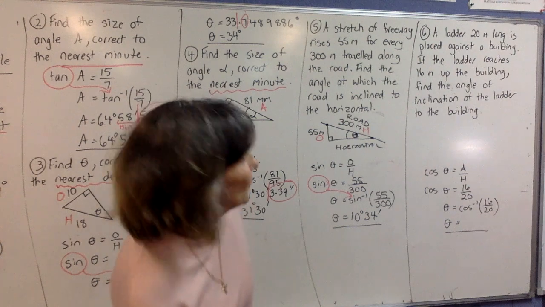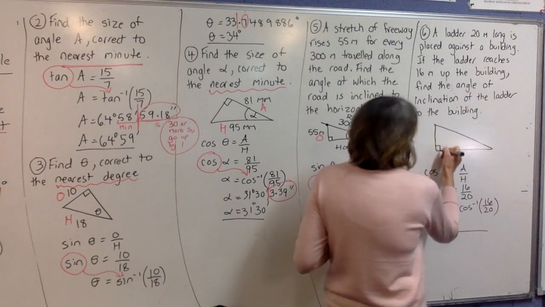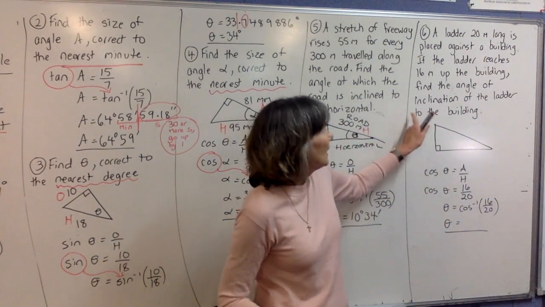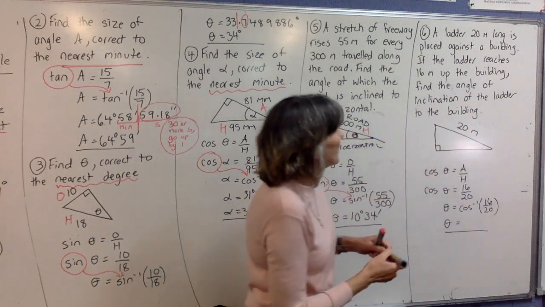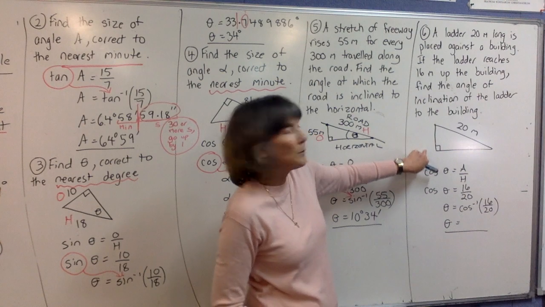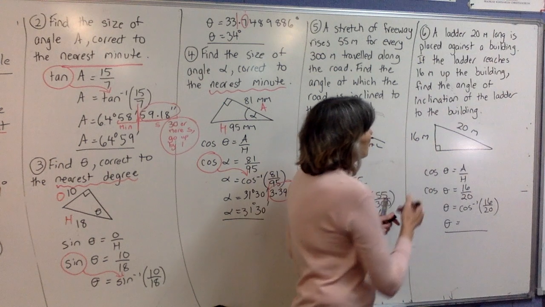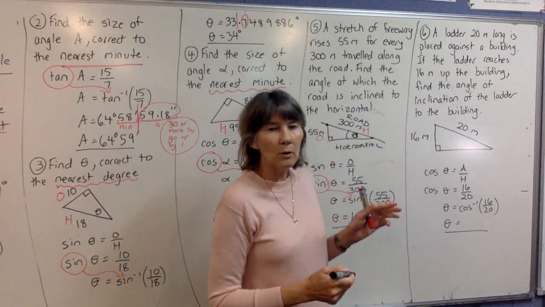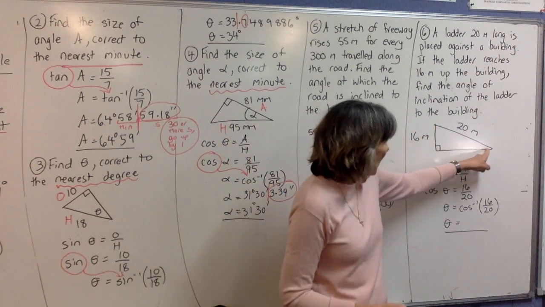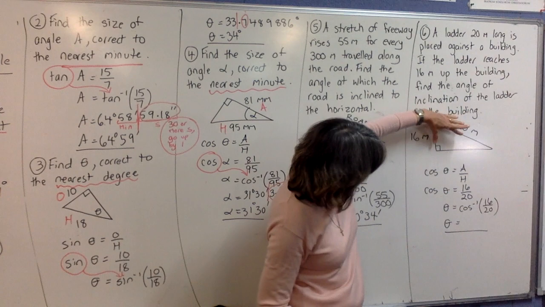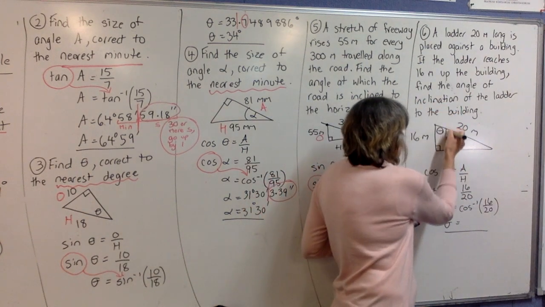All right, let's look at the diagram for number 6. We're doing a ladder. We all know what ladders do by now. They lean against walls and buildings. Okay, so our ladder is 20 metres long. Put your 20 metres on. It's leaning against a building. The ladder reaches 16 metres up the building. So that's 16 metres. They want you to find the angle of inclination of the ladder to the building. There's the ladder, there's the building. We want the angle between them. So it's the angle up the top there. That's where the theta is going.